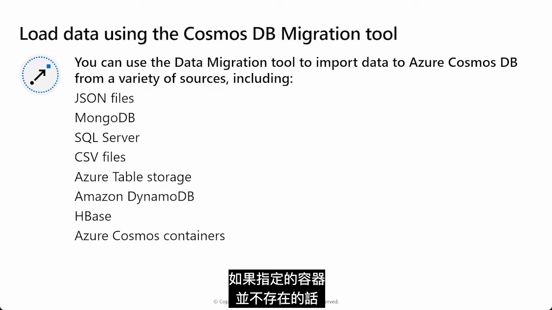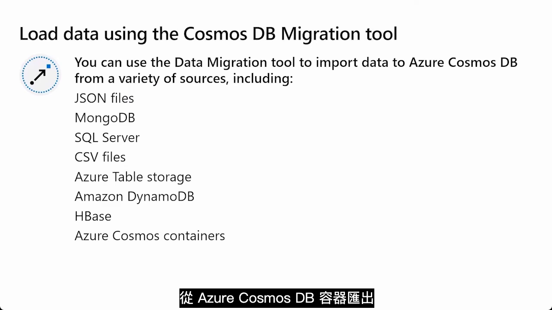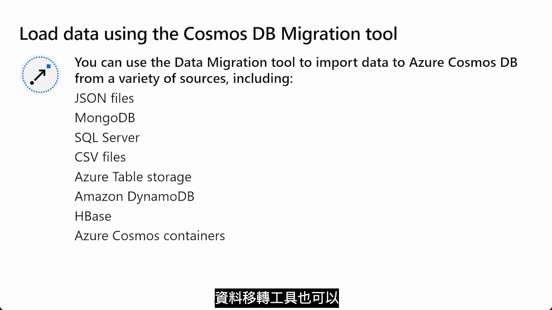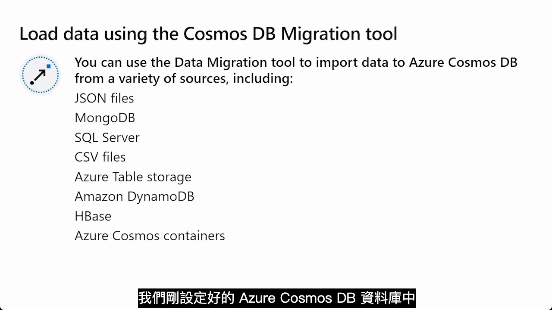And you can also use the data migration tool to export data from an Azure Cosmos DB container to a JSON file that can be either locally hosted or hosted on Azure Blob Storage, for example. If you have a lot of data, the data migration tool can also make use of multiple concurrent threads to batch your data into chunks and then load those chunks in parallel. So let's take a look at how we can use the Azure Cosmos DB migration tool to load some data into the Azure Cosmos DB database that we just set up.